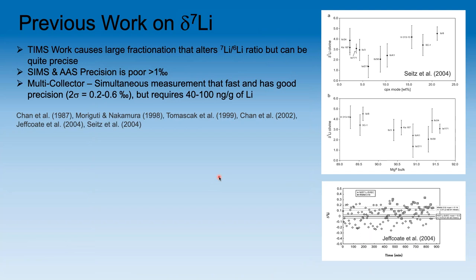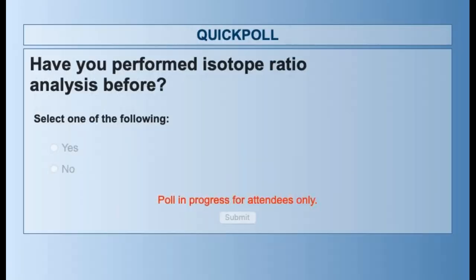So there's been some previous work on lithium, and I'm going to open up one more poll right away. And what I want to find out is, have you ever performed an isotope ratio analysis? And what kinds of isotopes are you familiar with? If you've done isotope analysis, there goes the poll. It's open. You can just vote yes or no. Then you understand something about isotopes and isotopic analysis, and that helps me. Otherwise, I'll dive into a little bit more about it.